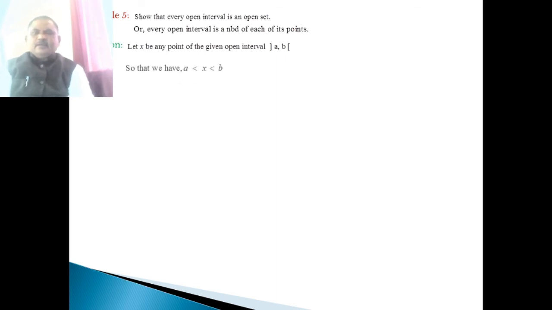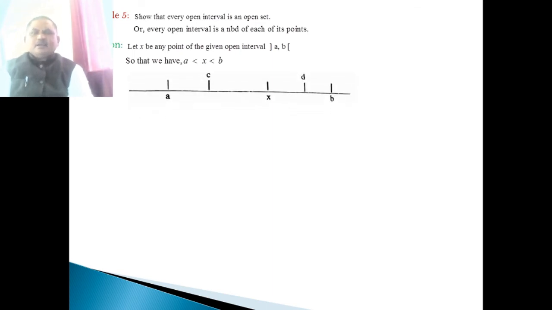So that we have A less than x less than B. This is the interior. x is a point of the open interval. This is an arbitrary point. On the real line, this is the open interval AB. A and B are the endpoints of this open interval, and x is a point of this open interval AB.